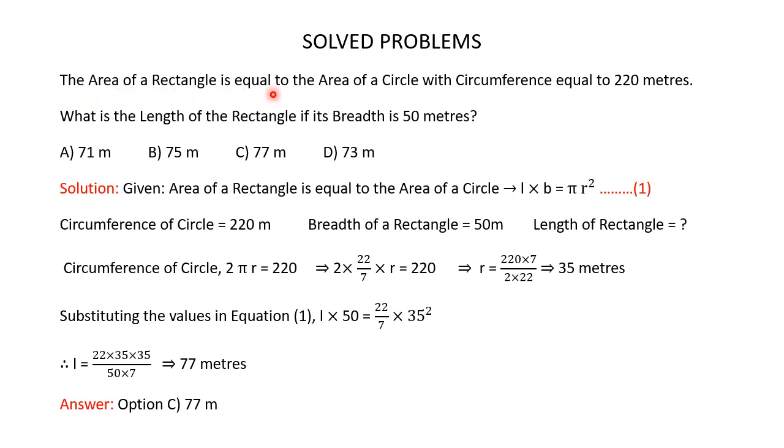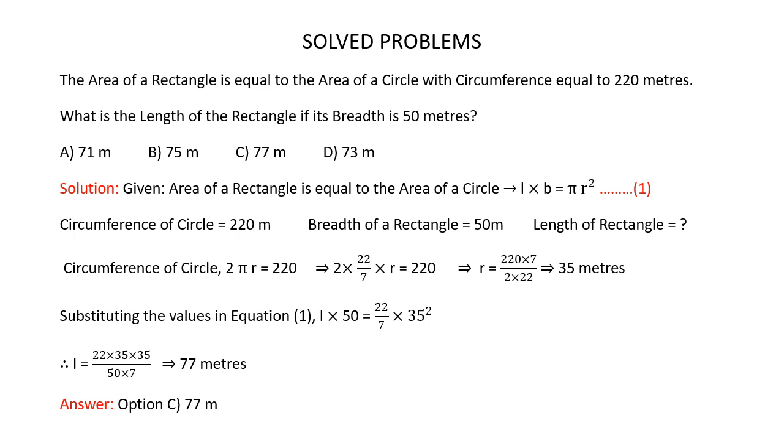The area of a rectangle is equal to the area of a circle with circumference equal to 220 meters. What is the length of the rectangle if its breadth is 50 meters? Here you are given 4 options and you have to find out which of these options is the correct one. So here you are asked to find the length of the rectangle. Now it's given that area of a rectangle is equal to the area of a circle. Now we know that area of a rectangle is equal to length multiplied by breadth, and area of a circle is equal to pi r squared.